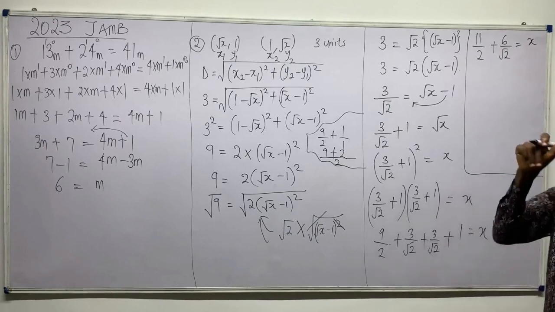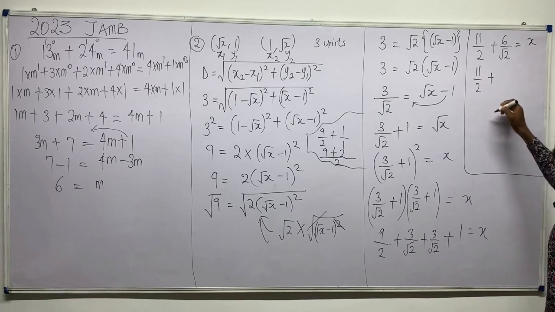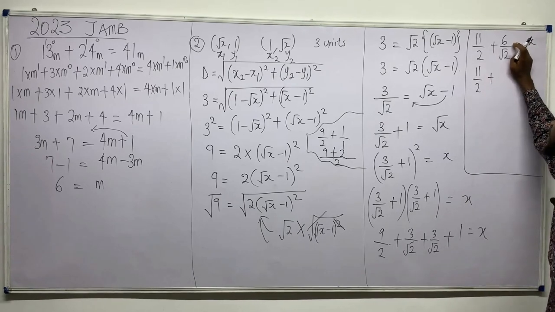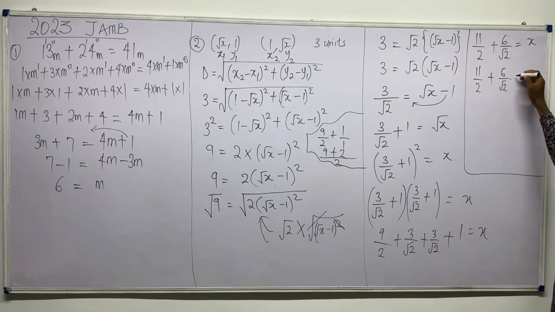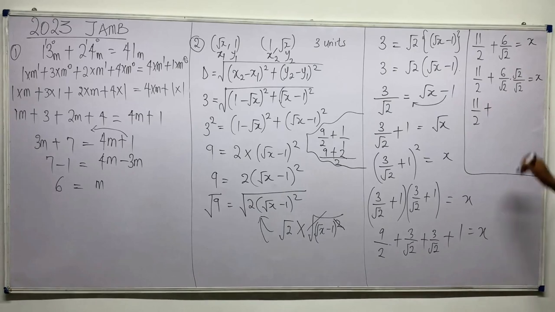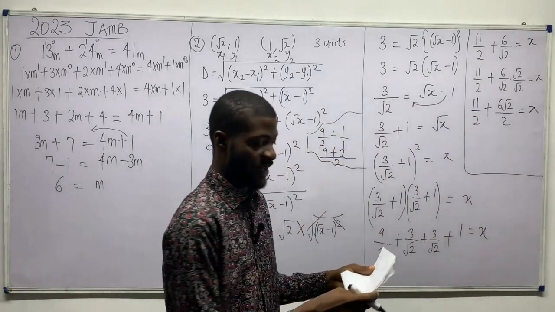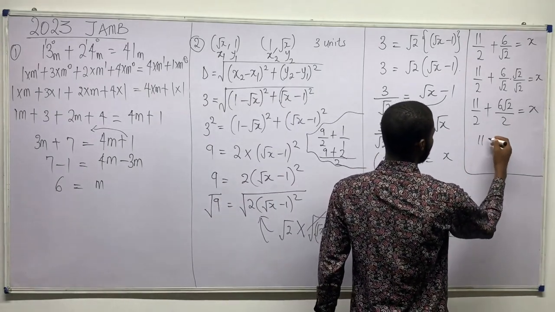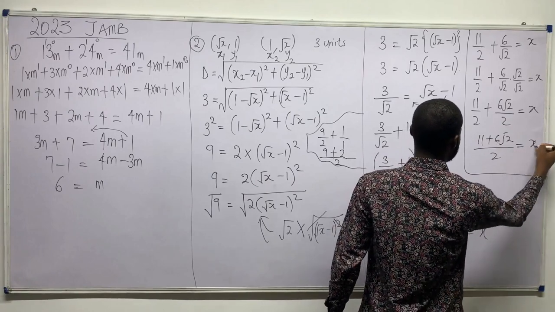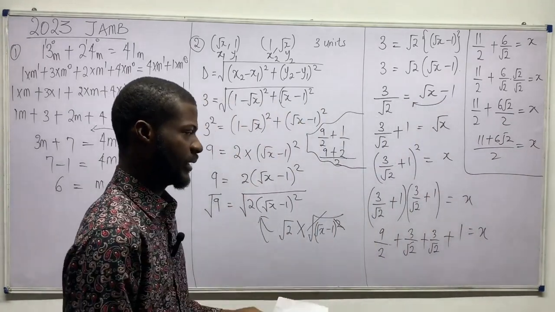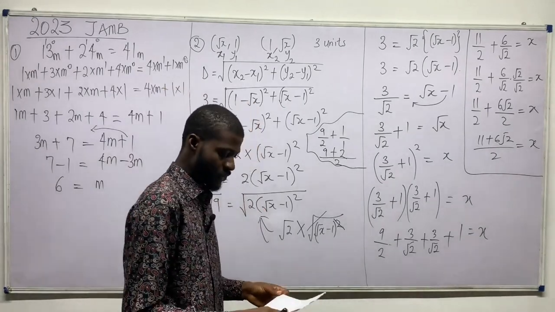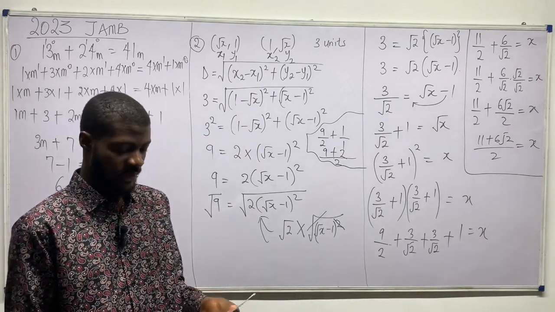Yes. Now, what do I do next? This is 11 over 2 plus, I can rationalize this part. So this is 6 all over root 2 times root 2 all over root 2, equal to x. So this is 11 over 2 plus 6 root 2 divided by root 2 times root 2, which is 2. Root 2 times root 2 will give us just 2, equal to x. So finally, what we have here becomes 11 plus 6 root 2 over 2 equal to x. And this is the final result to the question. So we have 11 plus 6 root 2 divided by 2.